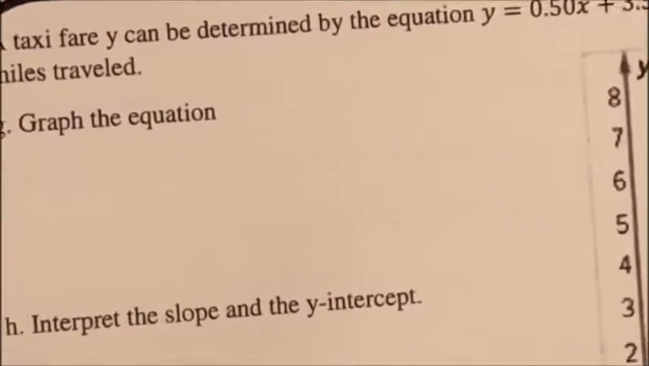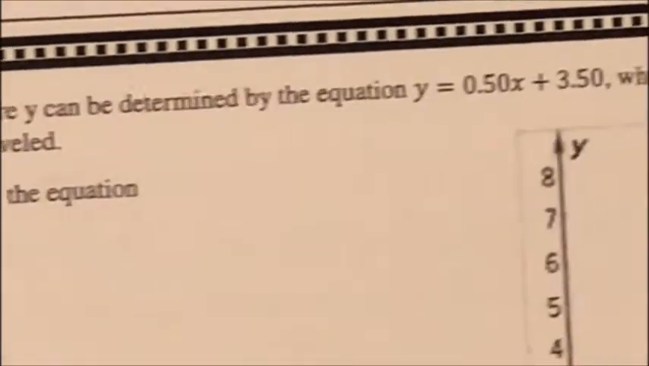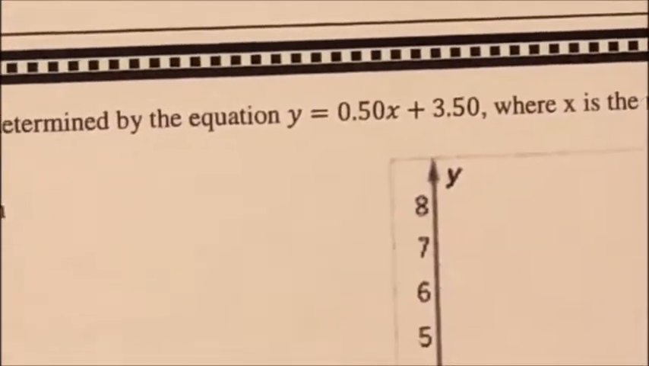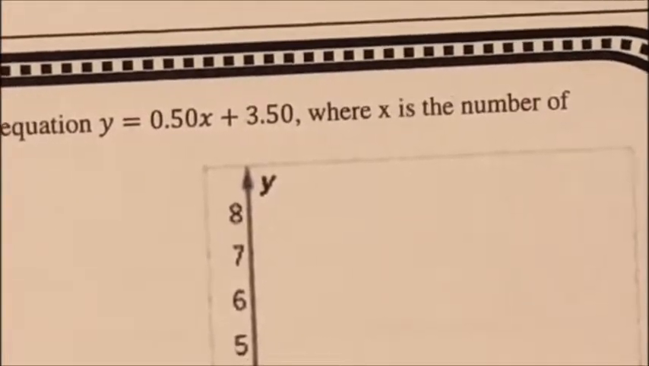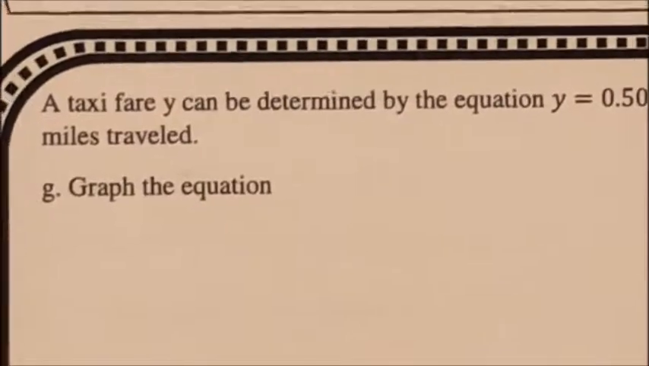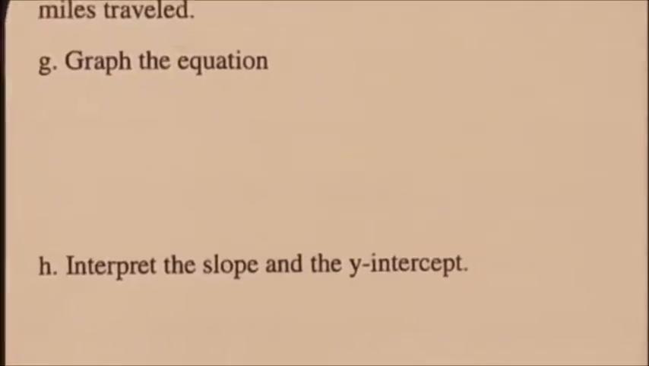Now that you've tried the try it problems, let's go over the answers together. So it says, a taxi fare y can be determined by the equation y equals 0.50x plus 3.50, where x is the number of miles traveled. So G tells me to graph the equation and H tells me to interpret the slope and the y-intercept.